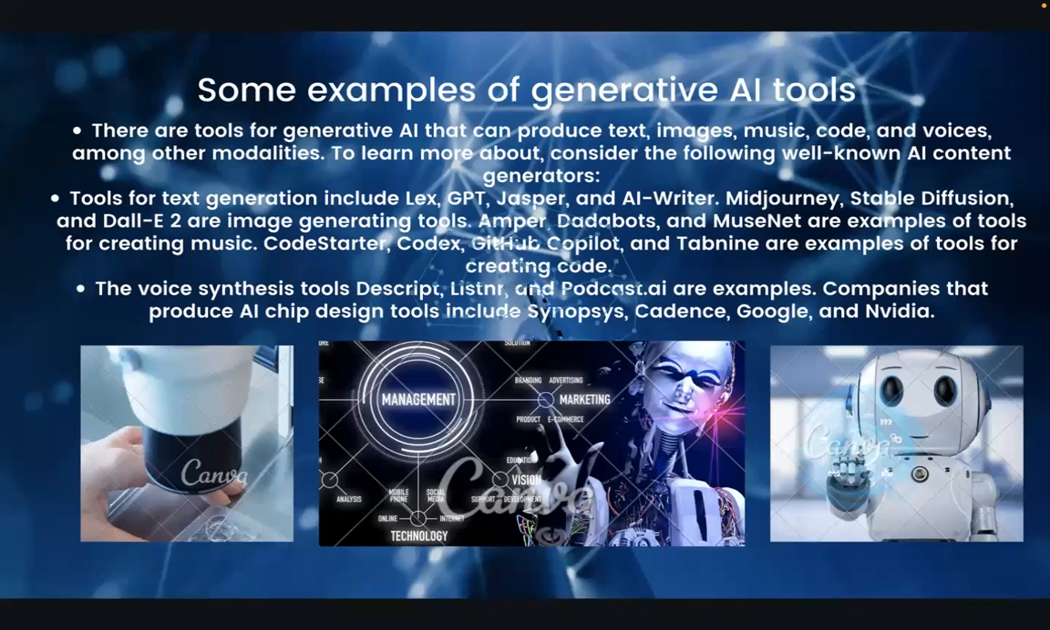Tools for generating text include ChatGPT, Jasper, and AI Writer. We can also use voice synthesis tools. Descript, Listnr, and Broadcast AI are also examples of AI tools that can be used for voice synthesis. Companies that produce AI chip design tools include Synopsys, Cadence, Google, and Nvidia.